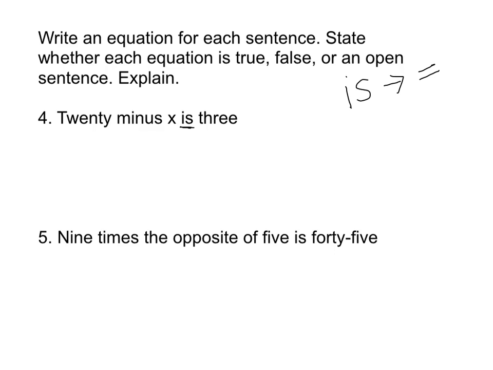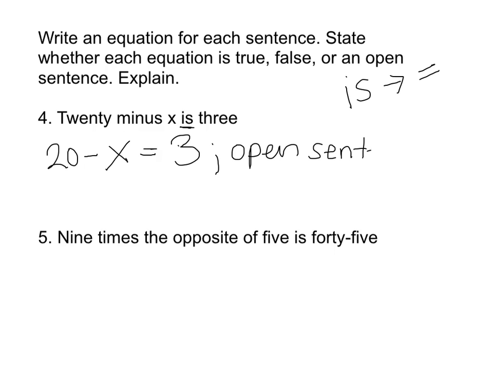So first off, I'm just going to write 20 minus x equals, is means equals, 3. So there is my equation. 20 minus x equals 3. Then I have to state whether the equation is true, false, or an open sentence. This one is an open sentence. Why is it an open sentence? Because there is a variable.